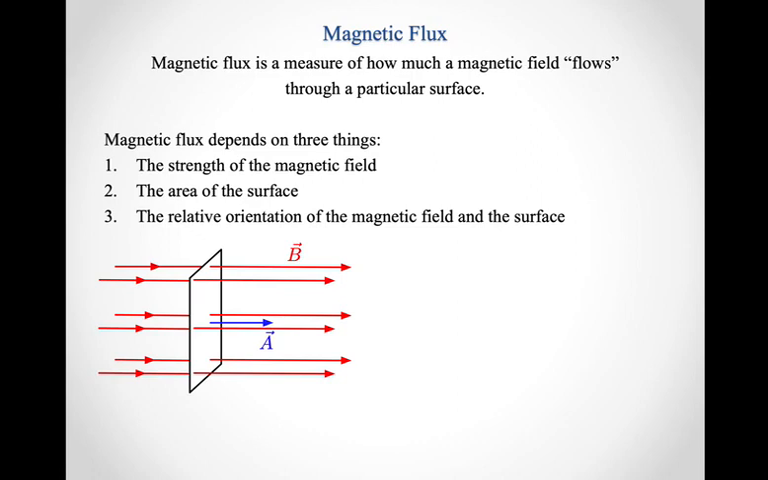There are two vectors that we want to think about. The first one we know pretty well at this point. B is the magnetic field vector. The magnitude of it is telling us about the strength of the magnetic field. The direction of it tells about the direction of the magnetic field.